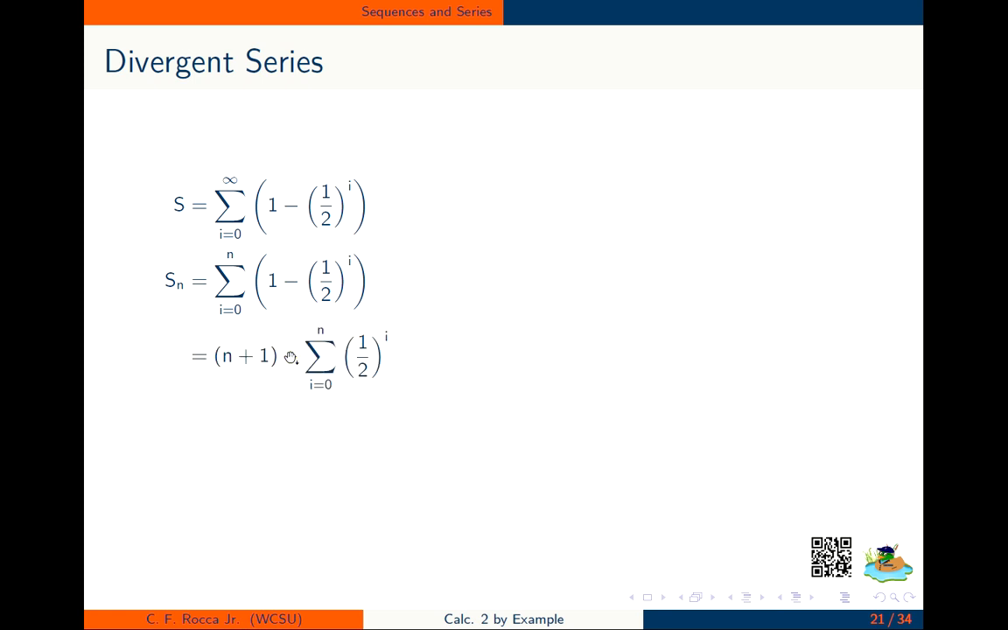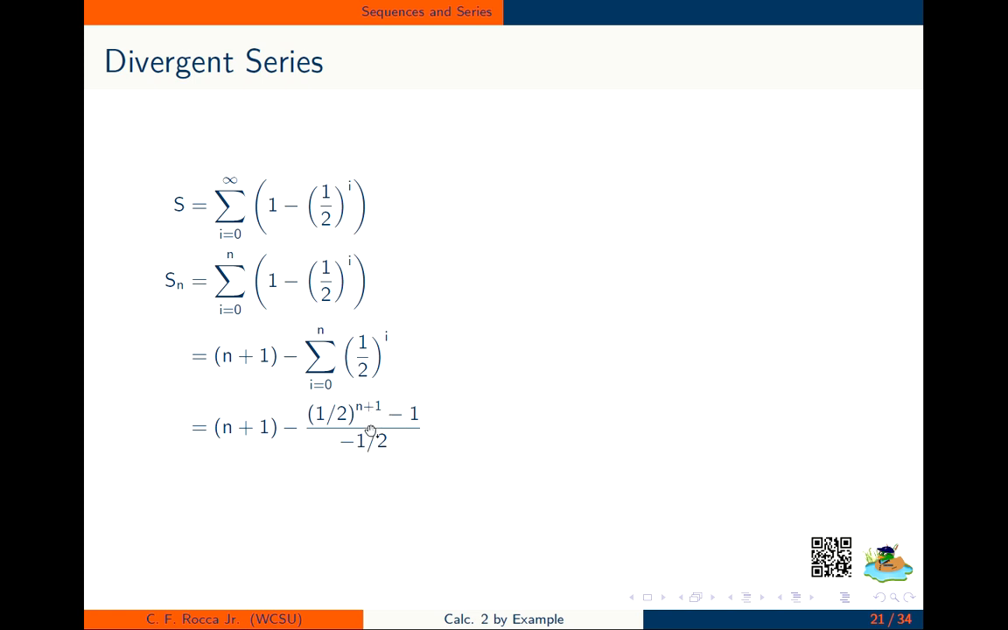First of all, if I'm adding up n plus 1 copies of 1, that gives me n plus 1. And then I need to subtract off what happens when I add up these copies of 1/2 to a power. That right-hand term is an example of a geometric summation, and geometric summations have a very nice formula for adding them up. That will be (1/2)^(n+1) minus 1, and we're dividing by negative 1/2 because the denominator is 1/2 minus 1.